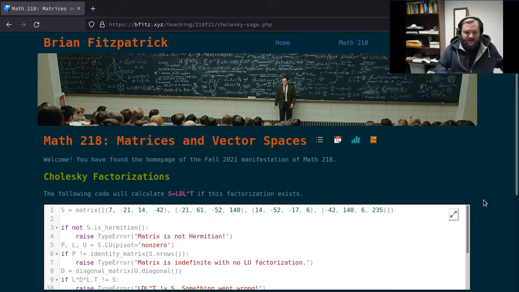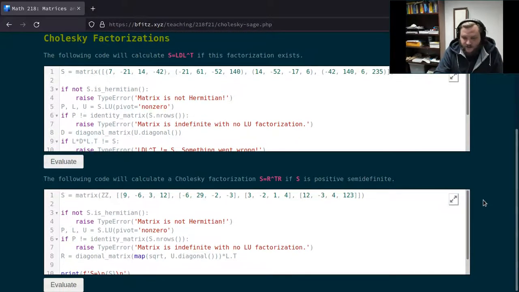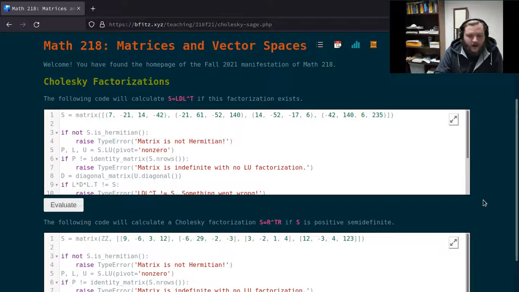So if you navigate your way over to the Sage module on Cholesky factorizations, you'll find two calculators, which I hope you think are useful. The important thing with Cholesky is actually the LDL transpose factorization. Remember, to do this, you apply PS equals LU, and you terminate if you ever need a row swap, which means you won't have LDL transpose, but you can still conclude that you're indefinite in that situation.